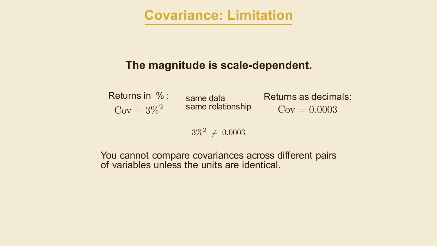So, if we ever want to compare two covariances, we need to make sure that we always have the same units across both of the covariances that we're comparing.